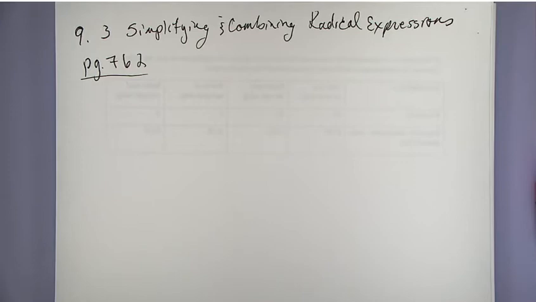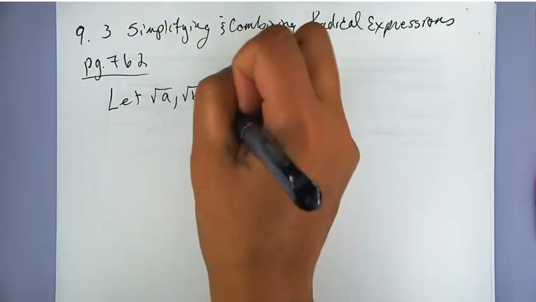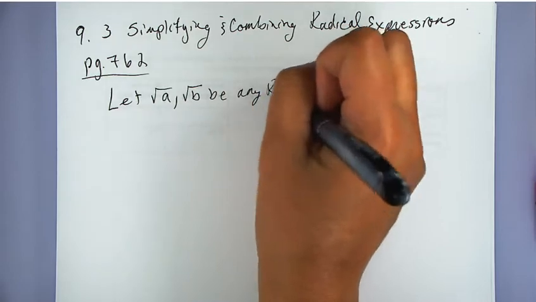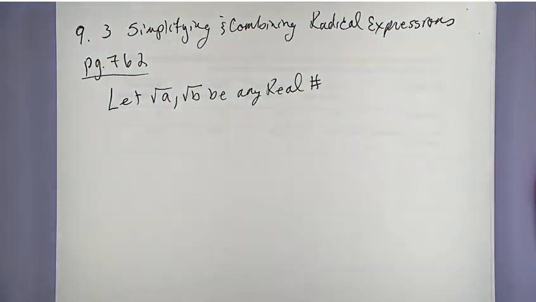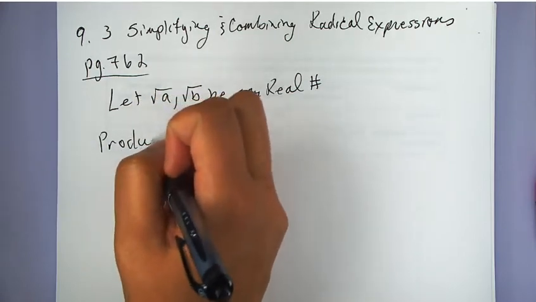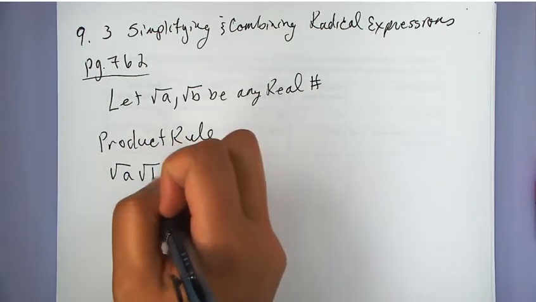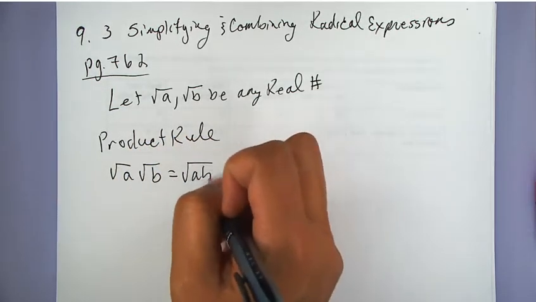I want to start off by saying let the square root of a and the square root of b be any real number. Of course, you know the square root of a is our principal square root, so it's positive, and the square root of b is a principal square root, so it's positive. Then that implies the product rule. The product rule says that the square root of a times the square root of b is equal to the square root of a times b, and also vice versa.